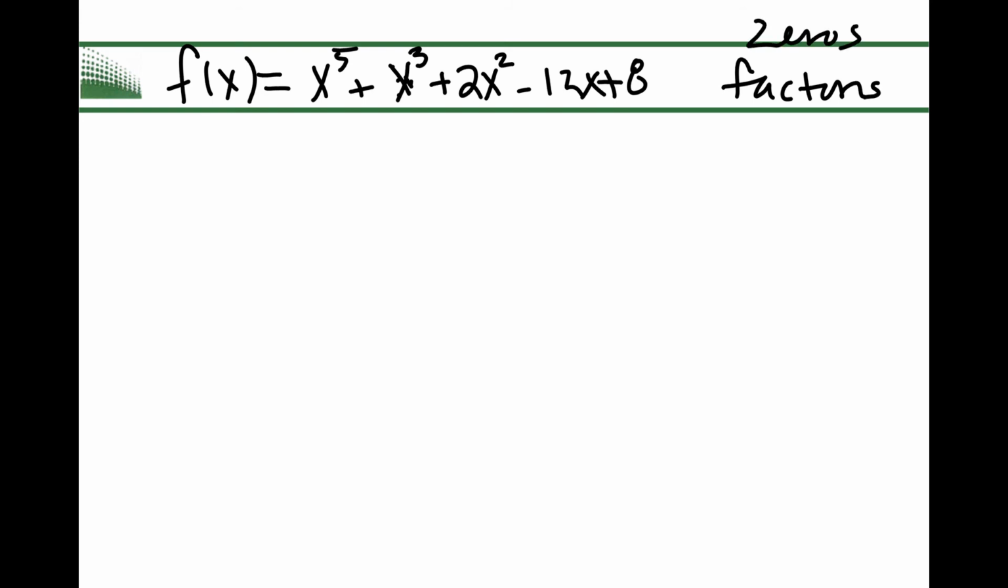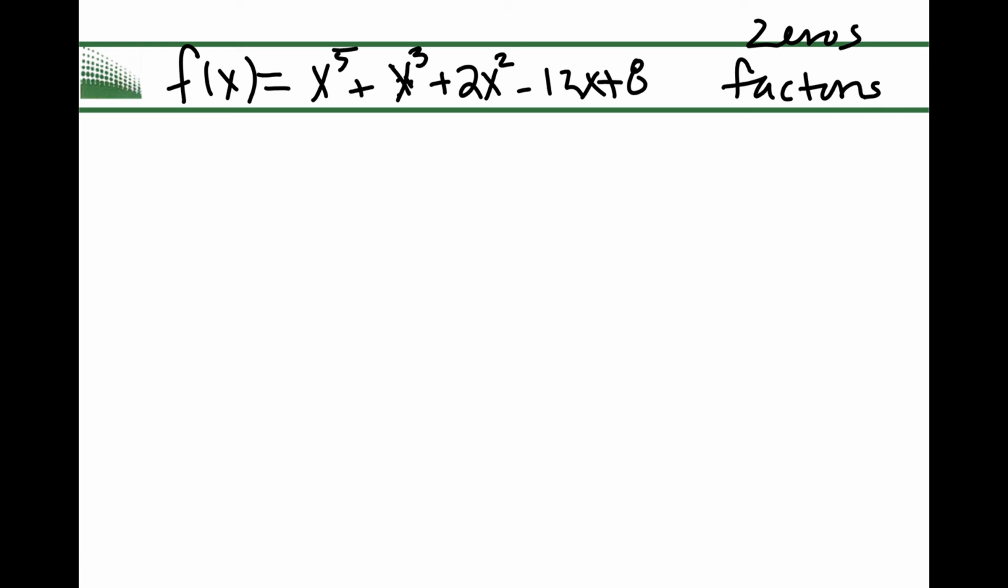Okay, so x^5 plus x cubed plus 2x squared minus 12x plus 8. And it says write as a product of linear factors. So we want to write it out as the factors, and list all the zeros. So that's my two goals.